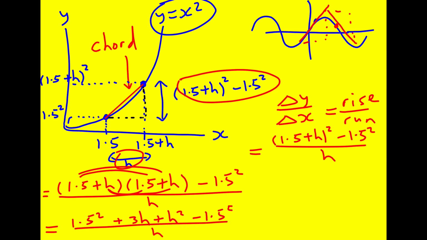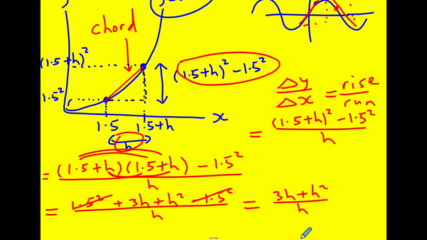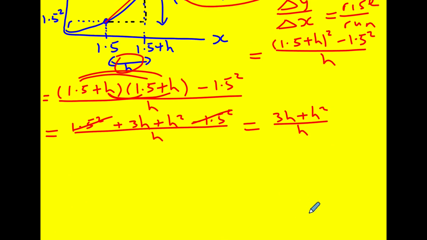Now notice, this and this cancel. They're gone from the formula. And there's one other thing I can do, because now we've got rid of the numbers, I've actually got a common factor of h in here, and I can cancel that out as well.